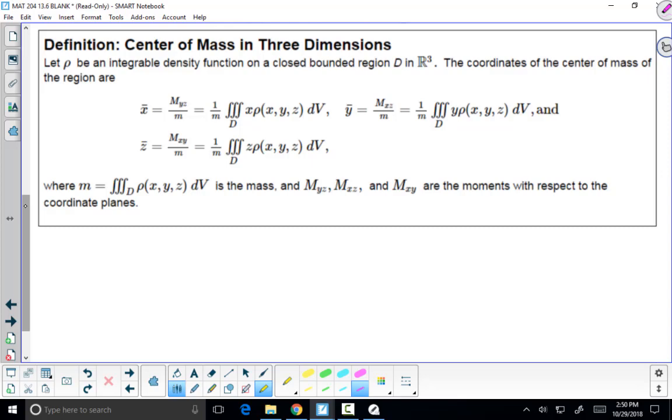To get the moment about the yz plane, we have to multiply density by x. Moment about the xz plane, we multiply the density times y. Moment about the xy plane, multiply by z. So same idea, we keep multiplying by the distance to the object that we're trying to find the moment about.